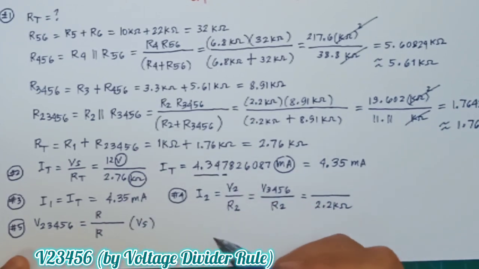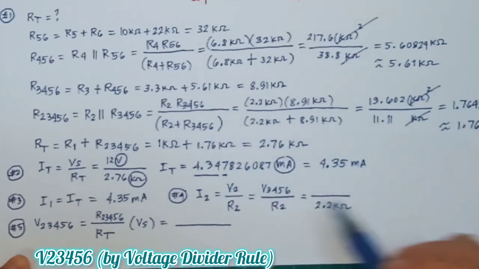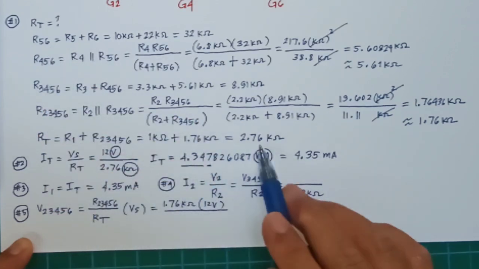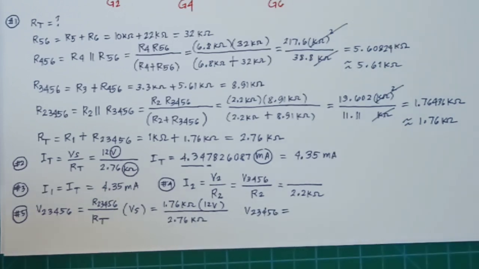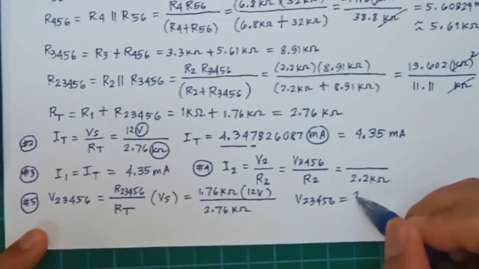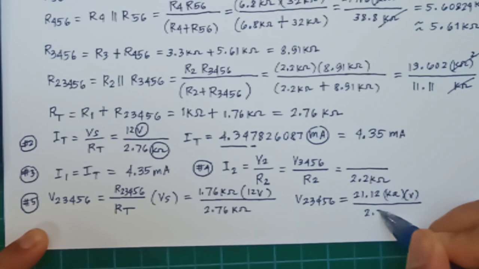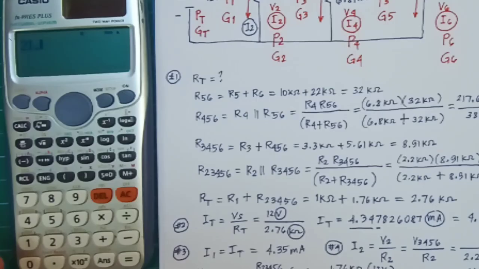which we can calculate by using the voltage divider rule: R23456 divided by the R total, multiplied by our Vs. Now the value of R3456 has been calculated before, and it's equal to 1.76 kilo ohms, and we will divide it by the value of R total, multiplied by the value of our Vs. So R23456 is 1.76 multiplied by 12 volts over the R total of 2.76.